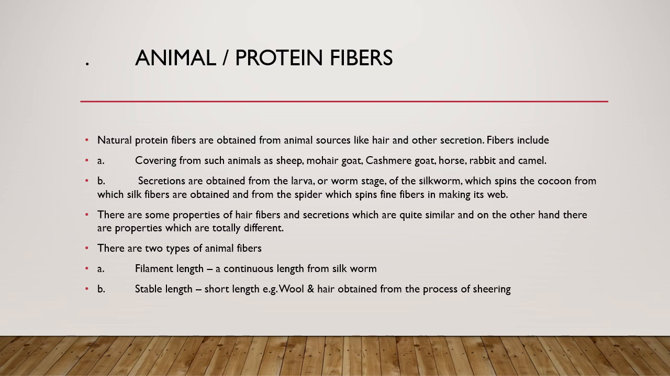This is where the silk fabrics are manufactured from. Then you have the staple length fiber. These ones are short length. They are the short length fibers, e.g., the wool and the hair obtained from the process of shearing.